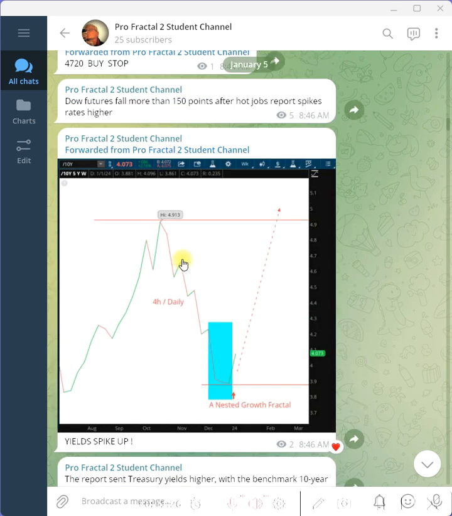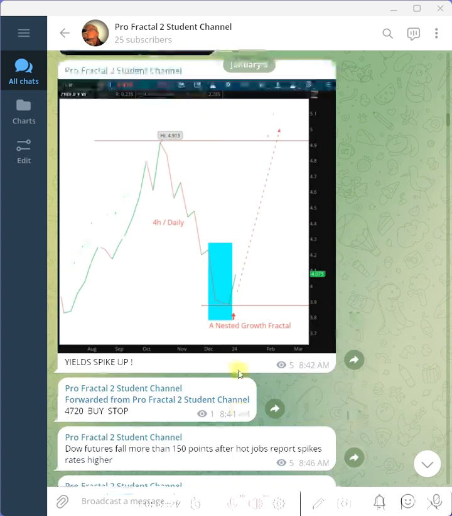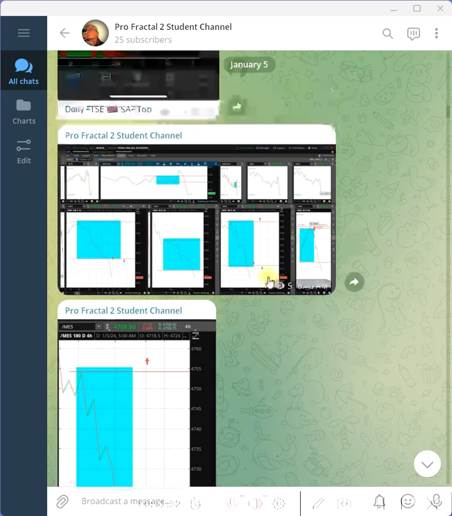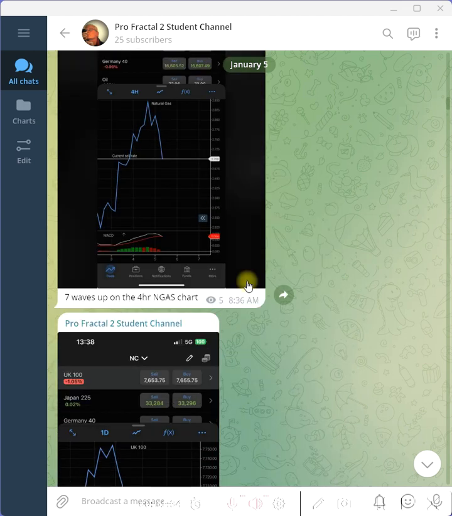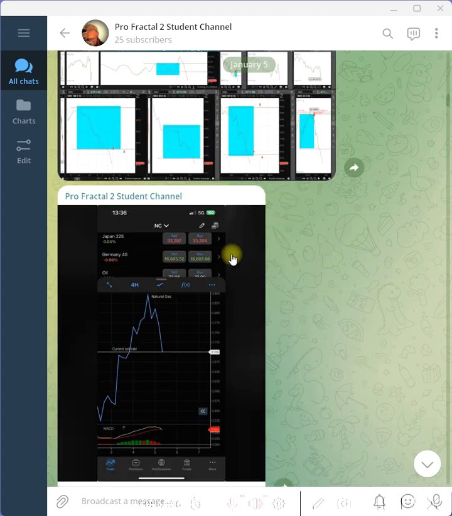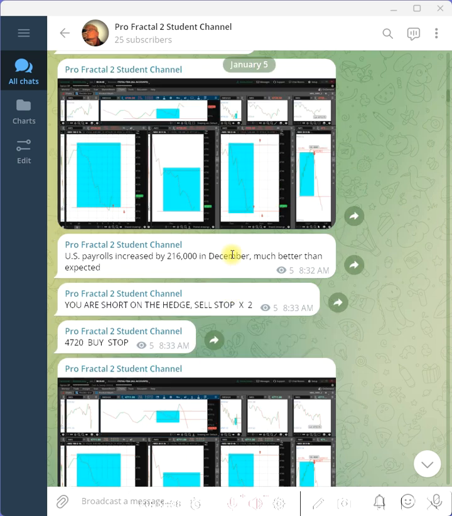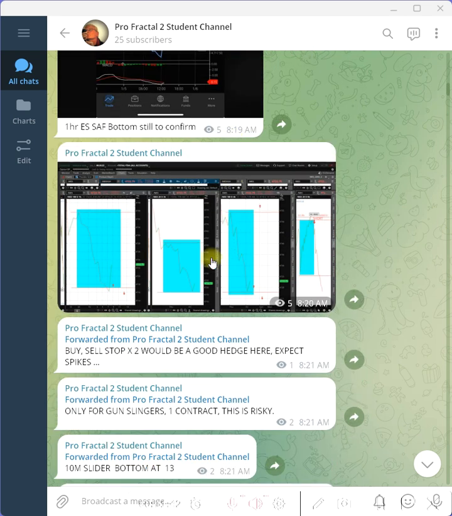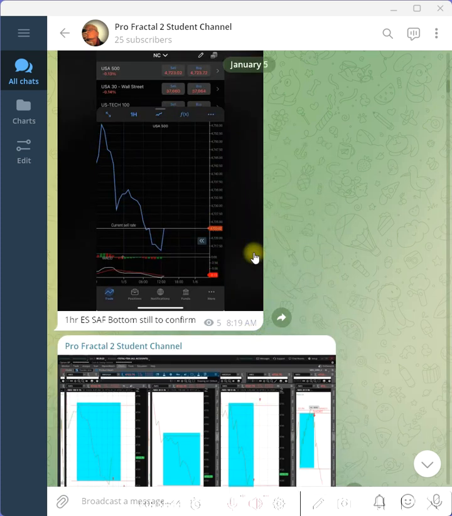That's the yields spiking up on Friday, which they did because of the jobs report. And we have 7 up on the gas chart here. And there's the hedge algorithm.